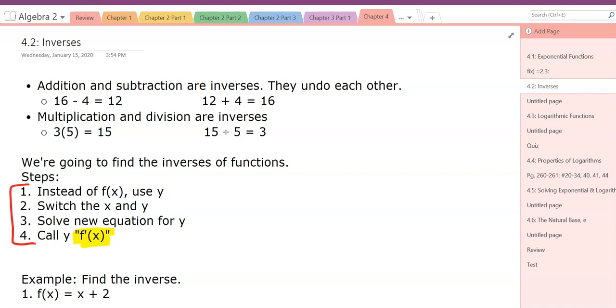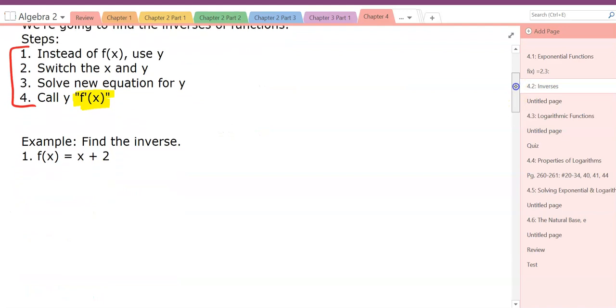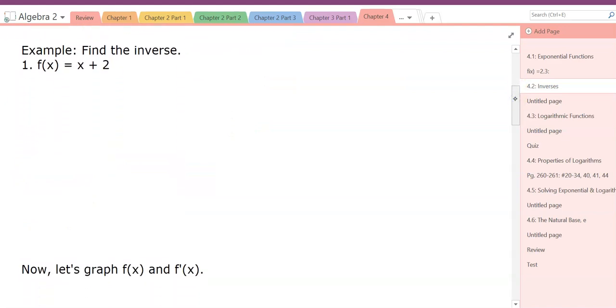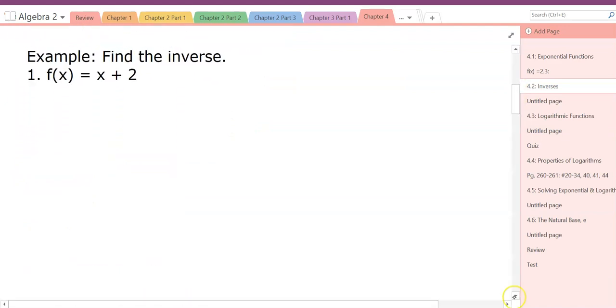Then we can graph both of them, whether they're straight lines or if they're quadratics or anything else like that. And we can use t-charts. And I'll show you how to do that because there's a really easy way to do this. So let's just do one together first. We're going to start by just finding the inverse. We're going to save graphing for just a minute here.